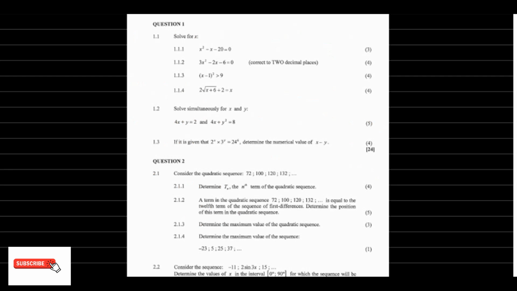So we need to check that the values that we obtained for the 2 x's and the 2 y's are actually correct by checking that what's on our left hand side is equal to what's on our right hand side. You can either check it with this equation or you can check it with that equation. I'm going to check it with the equation 4x plus y, which is equal to 2. Let's just quickly do that.